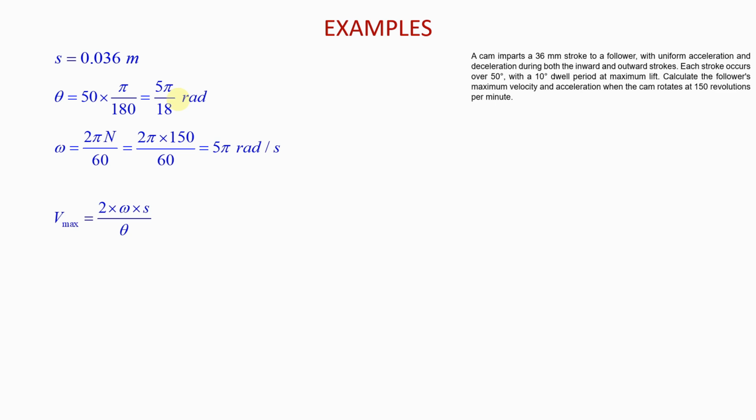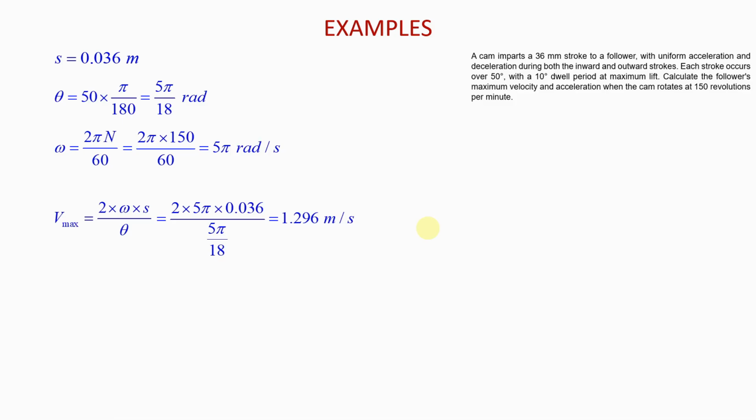So now that we have the angular velocity of the cam, we can calculate the maximum velocity when we're dealing with uniform acceleration and deceleration. This is the equation for maximum velocity, and we can plug in the numbers like that. You will see that omega, the angular velocity, is 5 pi, and theta, the angular displacement during the rise or the fall, is 5 pi over 18. Now, as you can see, you have pi in the numerator and also in the denominator, so that will cancel out. You can just punch your numbers quickly in a calculator and overlook the pi's because they cancel out. And so what you will get for the maximum velocity will be 1.296 meters per second. That is the maximum velocity.